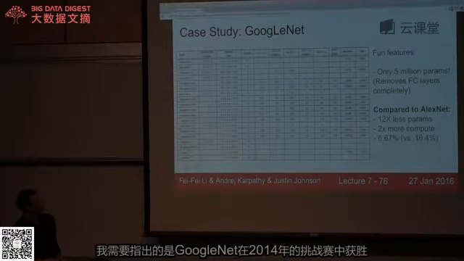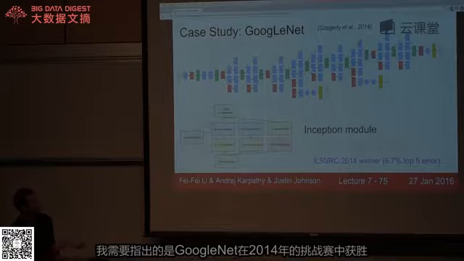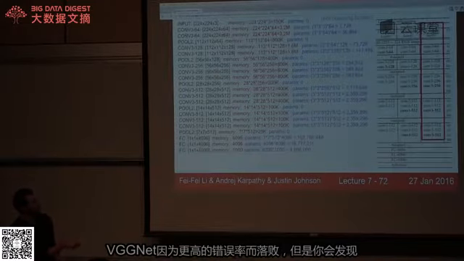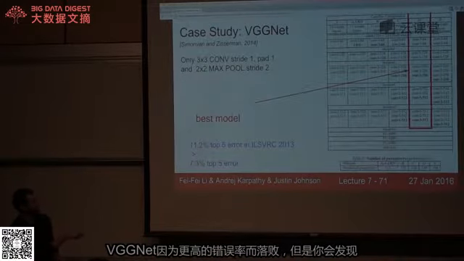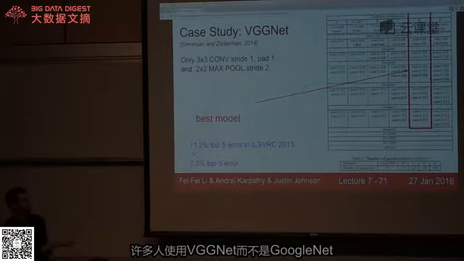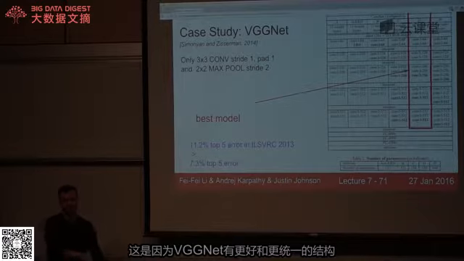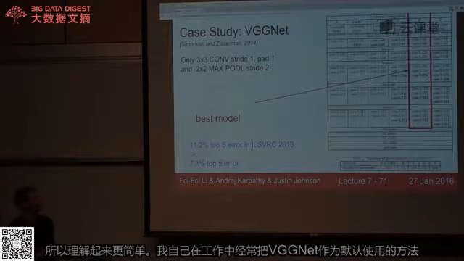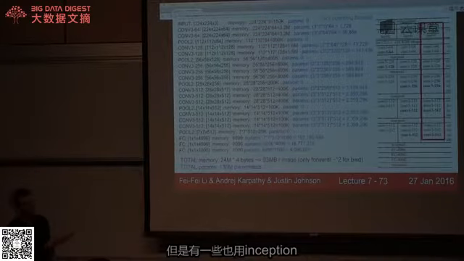Okay, so that was GoogleNet in 2014. I should mention that they won the ImageNet challenge, and the VGGNet didn't win. It had a slightly higher error, but you'll see many people use VGGNet instead of GoogleNet sometimes because it just has a much nicer and more uniform architecture. It's just easier to think about. And so in my own work, I usually use VGGNet as a default as well, but some people also use the Inception.